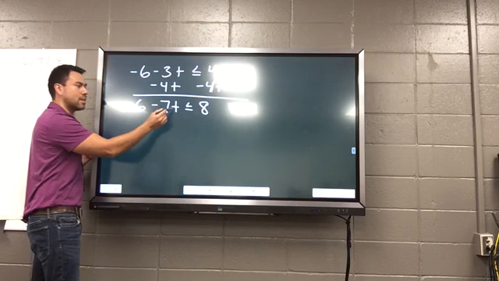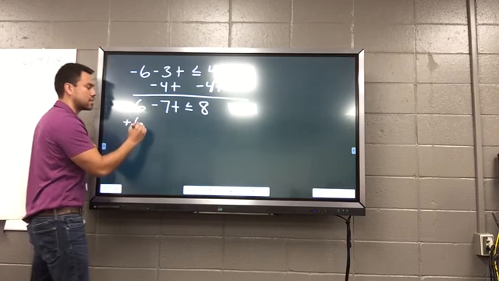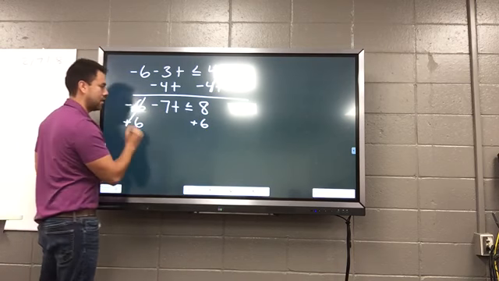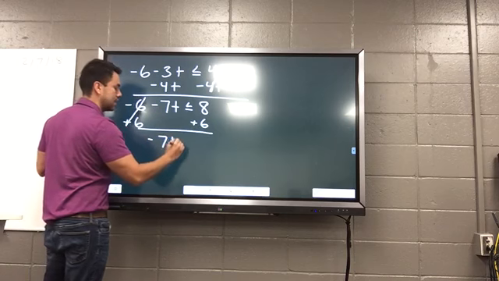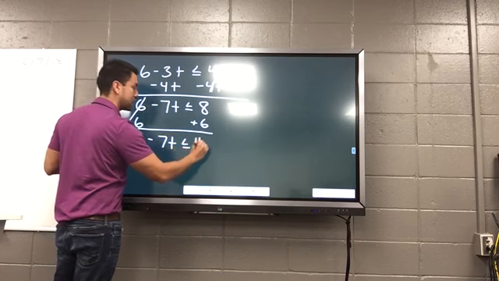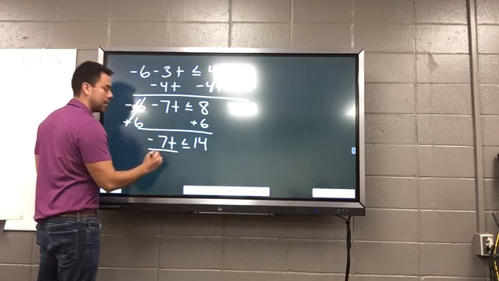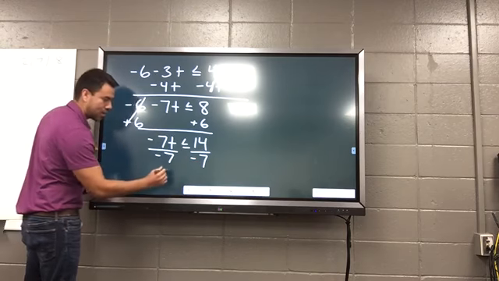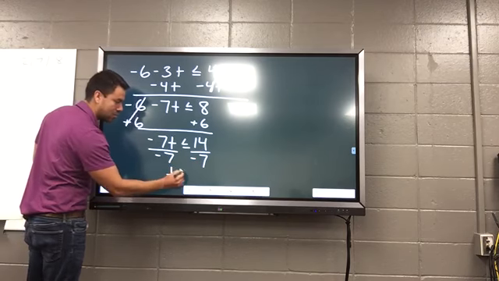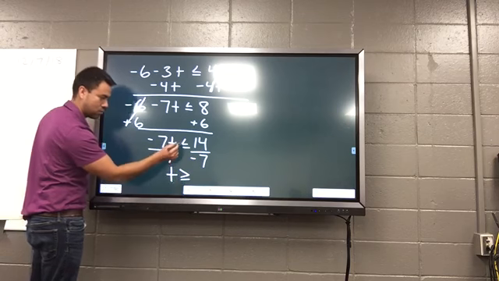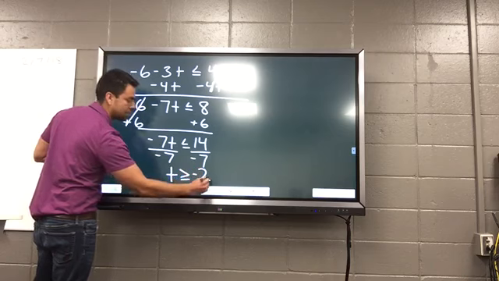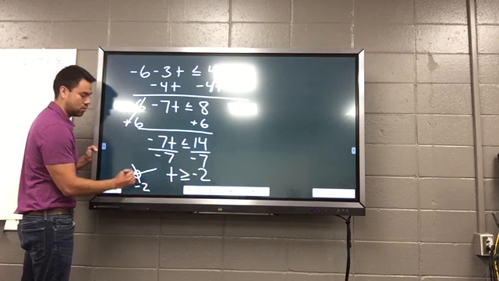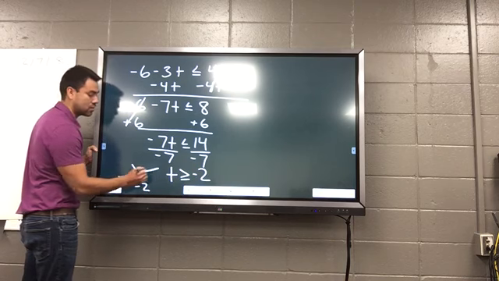So how do I get t by itself now? I add 6 to both sides, because negative 6 plus 6 is 0. I get negative 7t is less than or equal to positive 14. But what do I divide by? Negative 7. So I get t is greater than or equal to negative 2. There should be a closed circle on negative 2 with the line going to the right.